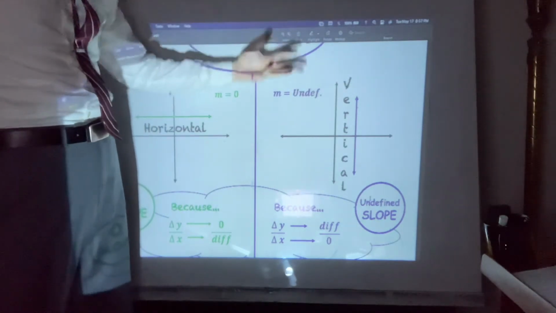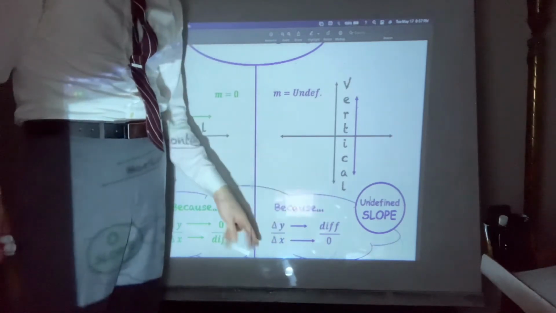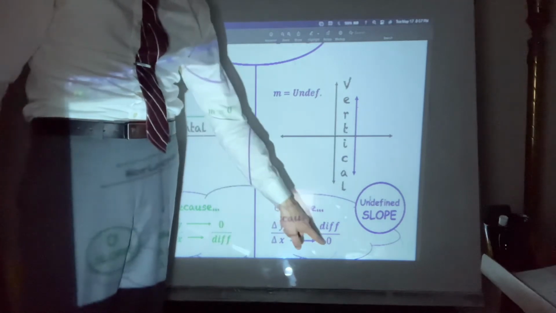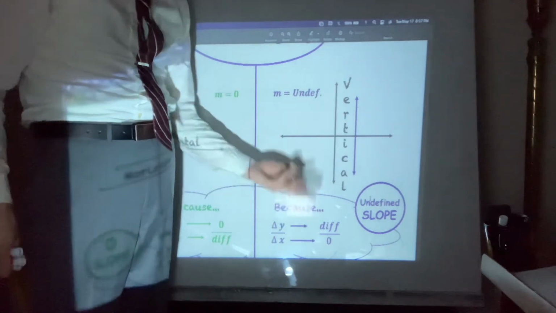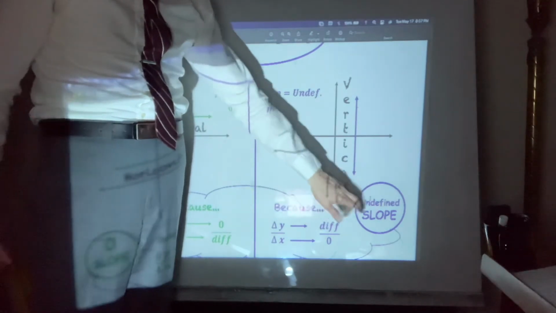The reason for that is because of the arithmetic that would be involved. Essentially, when you calculate the slope using the formula, you would get 0 as a denominator, which is like dividing by 0, which you can't do mathematically. So we say it's an undefined slope.